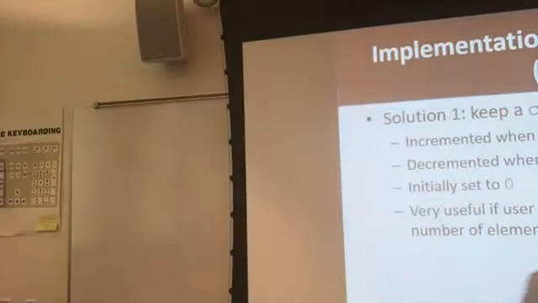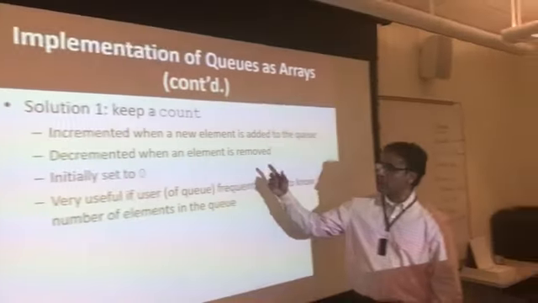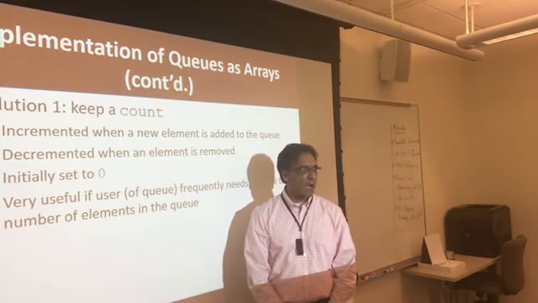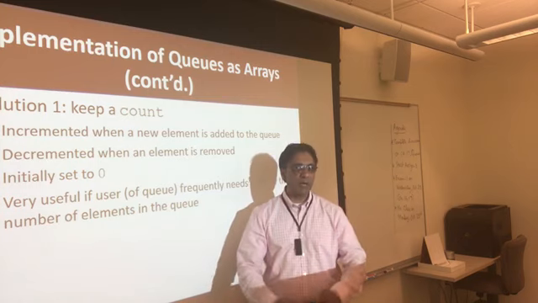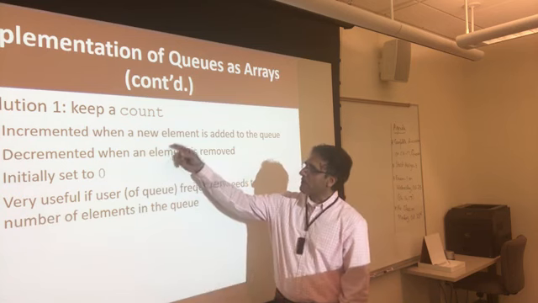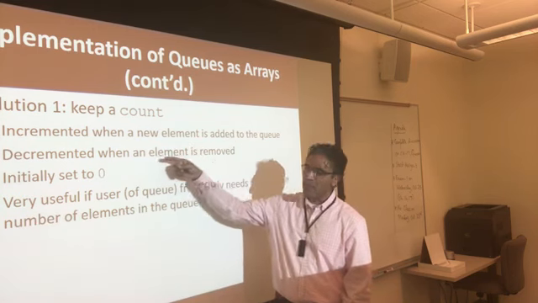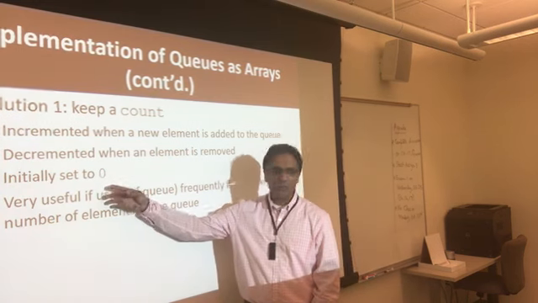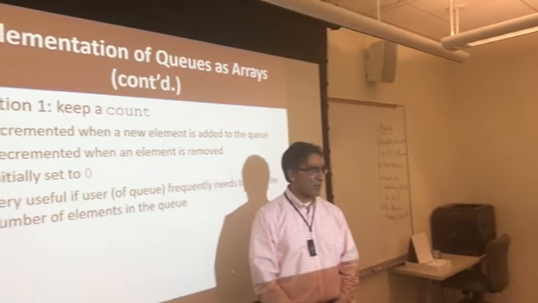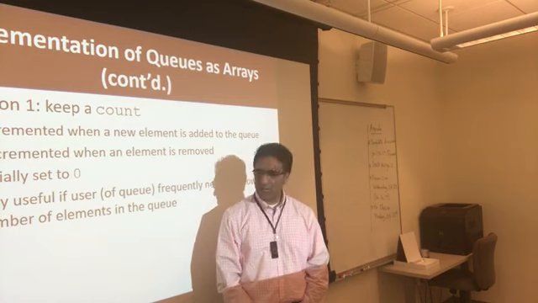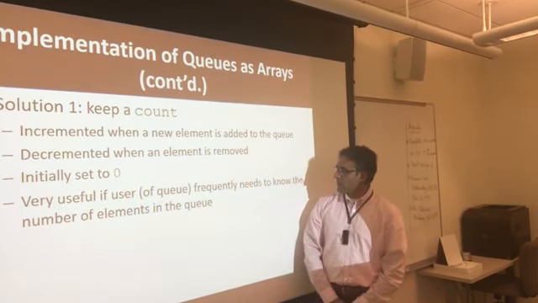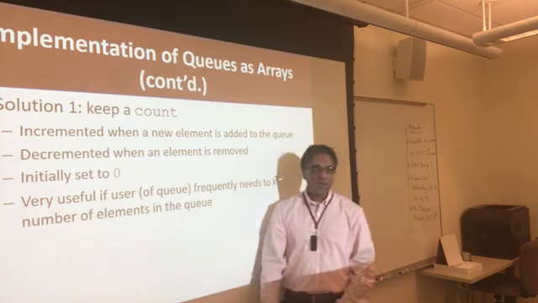So for solution one, the solution one which we discussed earlier, keep a count. So we need a variable for counting how many elements we have added, how many elements are being processed. Increment it when a new element is added, decrement when an element is deleted, and initially count is 0. And we did something very similar last week as well when we had a count variable for stack. Very useful if the user of the queue frequently needs to know the number of elements in the queue.